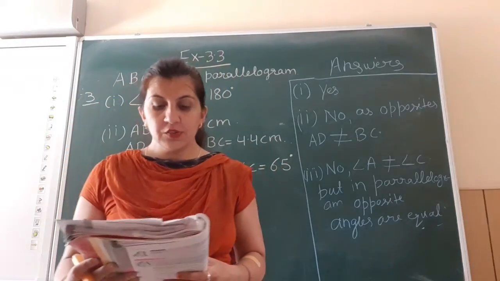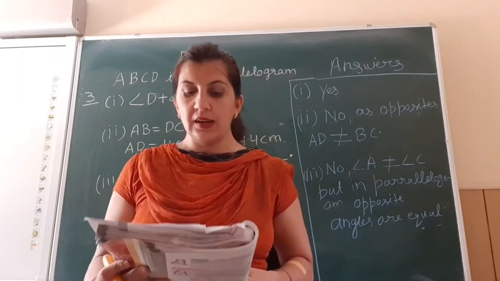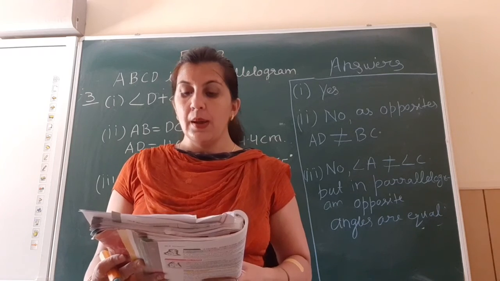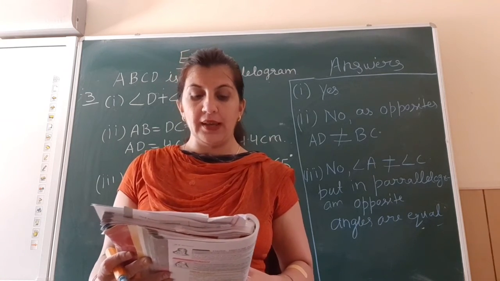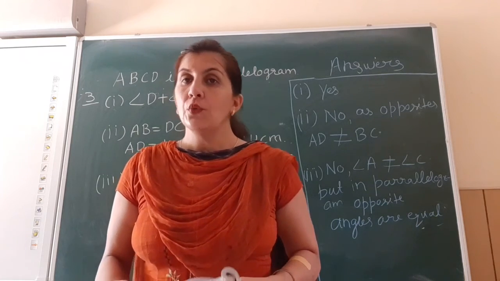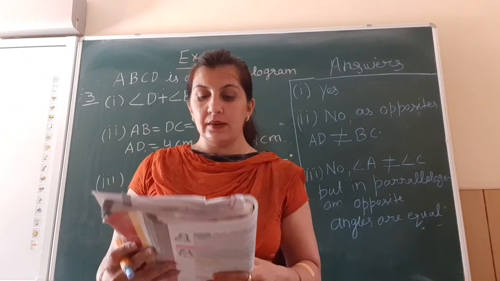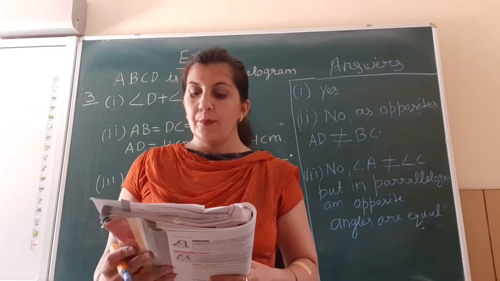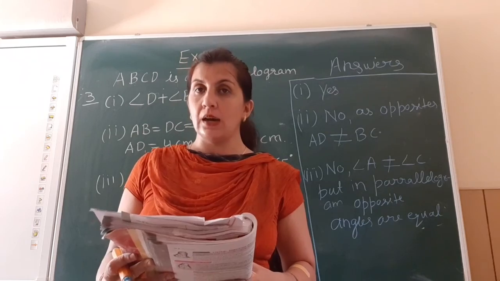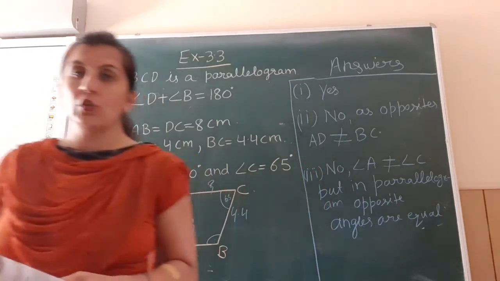Now the fourth question is: draw a rough figure of a quadrilateral that is not a parallelogram but has exactly two opposite angles of equal measure. So we can draw a kite, which is not a parallelogram but its opposite angles can be of equal measure. So we will draw it.